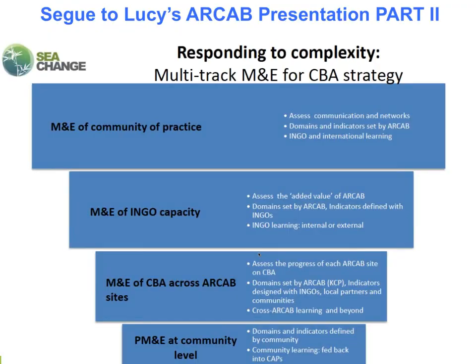While the PMERL methodology supports a multi-stakeholder participatory M&E process, it very much focuses at the community level. What we do is generate domains and indicators that are for communities and defined by communities, and then the community learning is about feedback into the community adaptation plans.